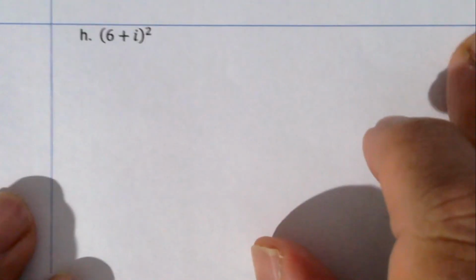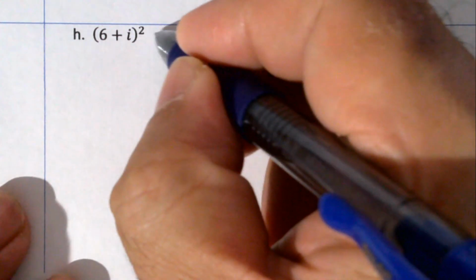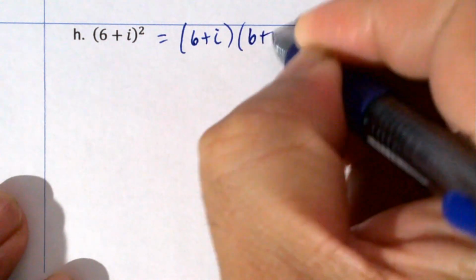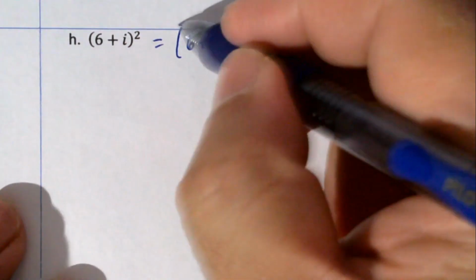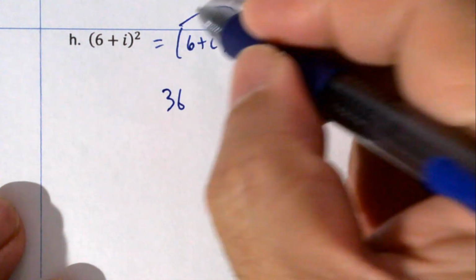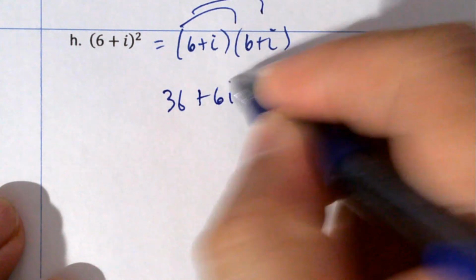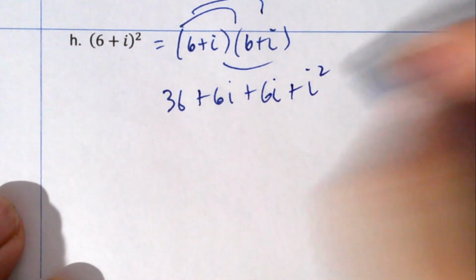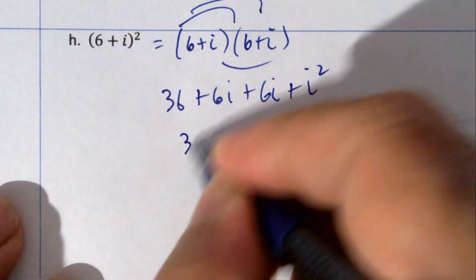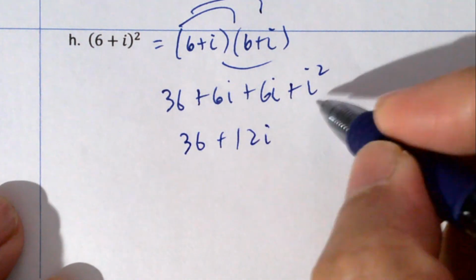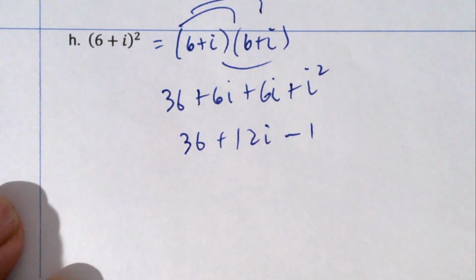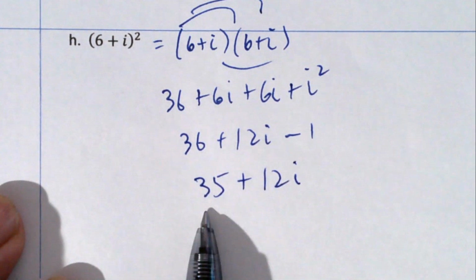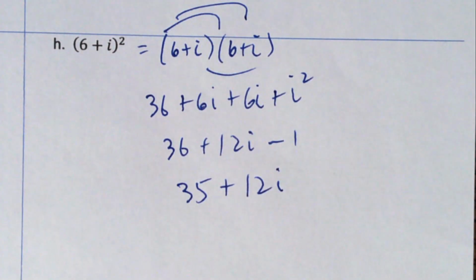And final example, 6 plus i squared. We're going to go ahead and just rewrite that as 6 plus i times 6 plus i. And then do what we just did. 6 times 6 is 36. 6 times i is 6i. i times 6 is 6i. i times i is i squared. Combine like terms in the middle. Change the i squared to minus 1. So now we have 35 plus 12i, right? 36 minus 1 is 35. And that's it. That was a short lesson.